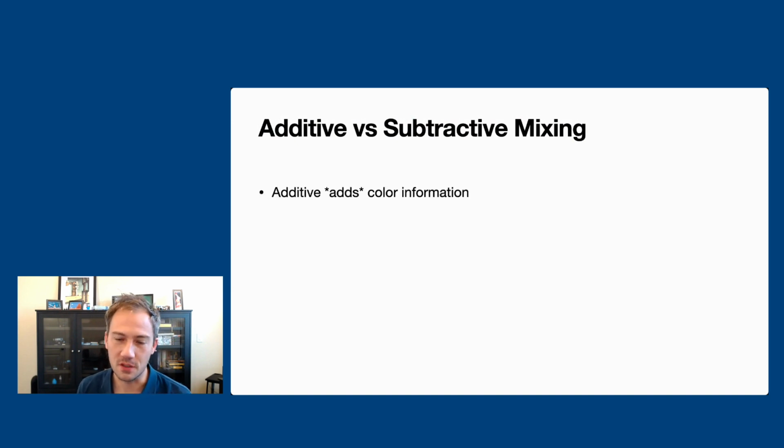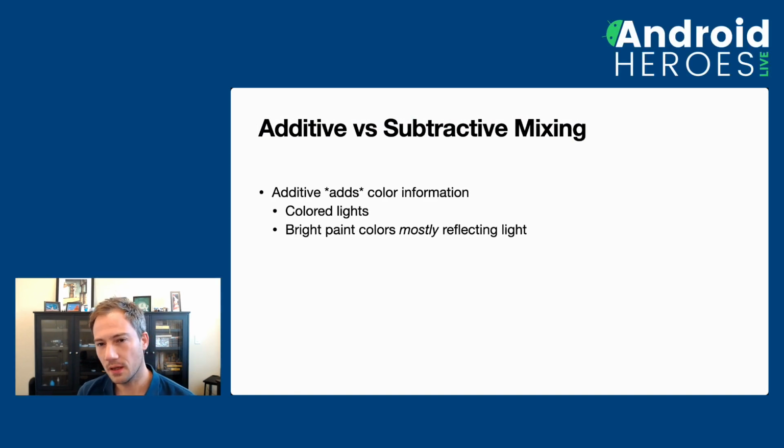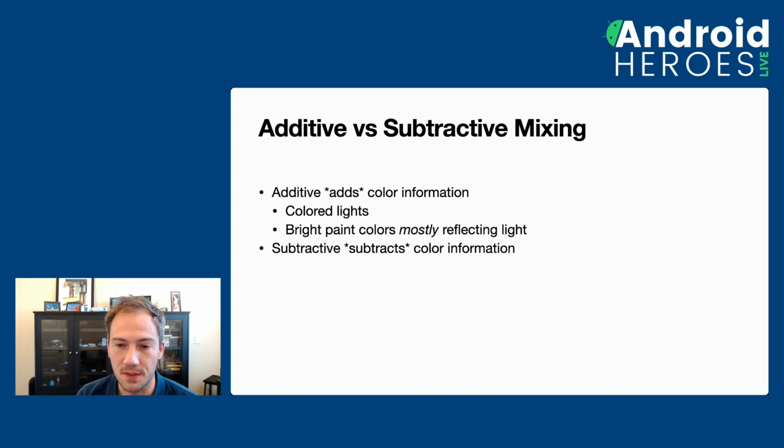Additive color, obviously it's in the name, adds color information. So that's what you get when you use colored lights. And when you use bright paint colors, they mostly reflect light. When the light gets reflected off the paint, like those bits of paint that are close together, as we just saw in those paintings, they add up together when they reach our eyes and we get the desired result. And subtractive color obviously subtracts color information.